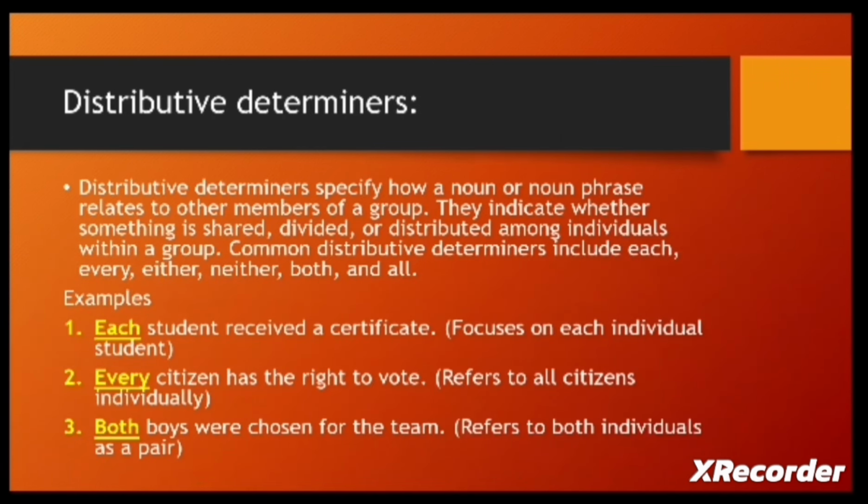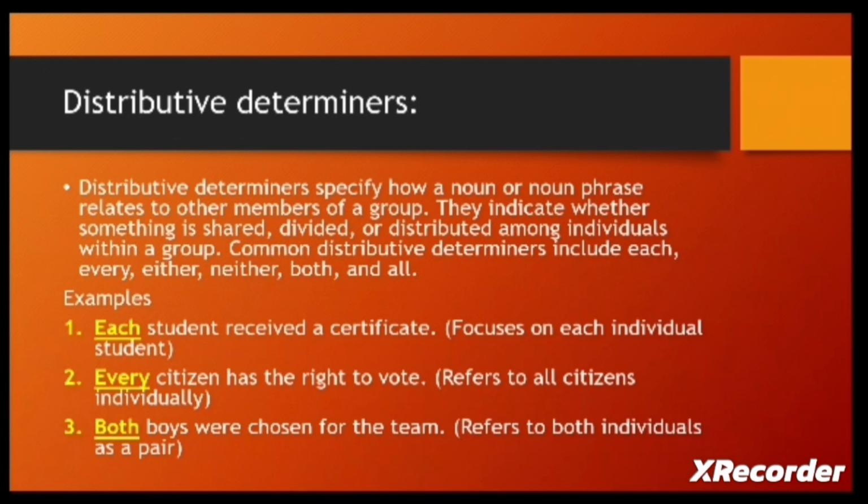Let's go to the next determiner, which is the distributive determiner. These determiners specify how a noun or noun phrase relates to each member of a group. They indicate whether something is shared, divided, or distributed among the individuals within a group. Common distributive determiners include each, every, either, neither, both, and all.